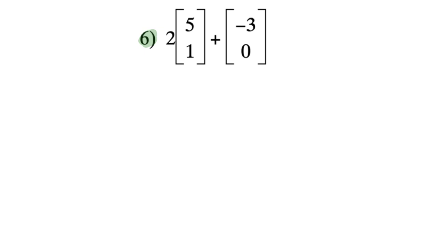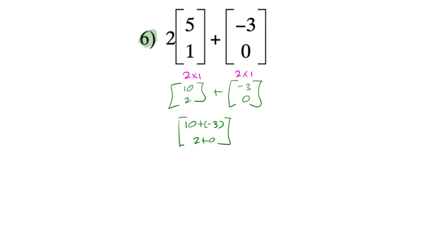See this one. Again, I'm going to start by multiplying. So I got a 10 and 2, and then plus negative 3 and 0. This is a 2 by 1, 2 by 1. So in this case, it's 10 plus negative 3, and then 2 plus 0. So that means that this equals 7 and 2.